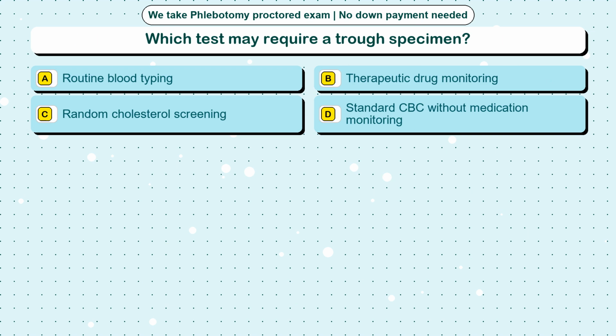Question 65. Which test may require a trough specimen? Option A. Routine blood typing. Option B. Therapeutic drug monitoring. Option C. Random cholesterol screening. Option D. Standard CBC without medication monitoring.